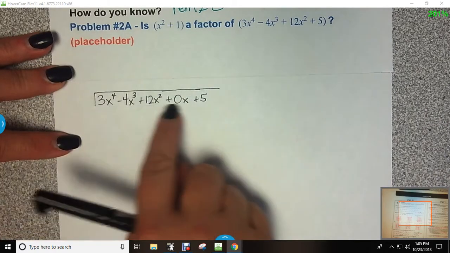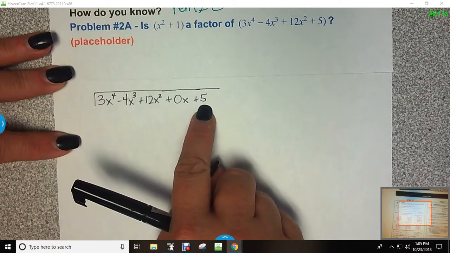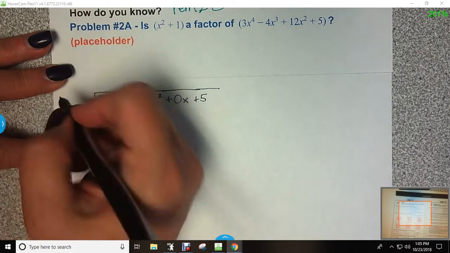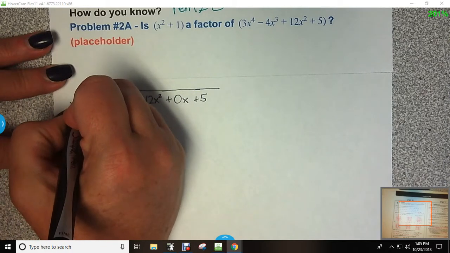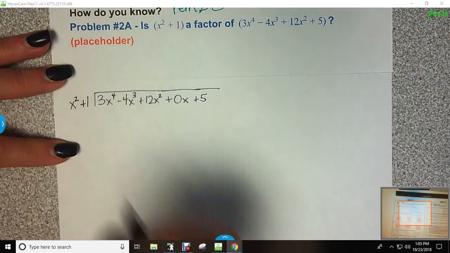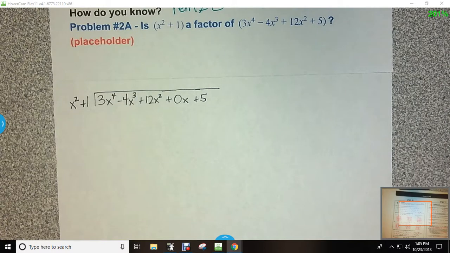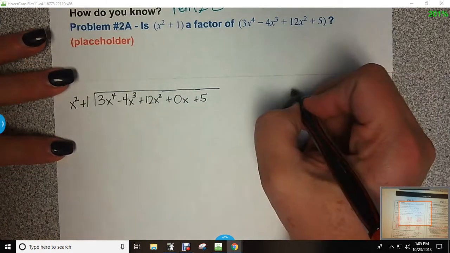I need this to be in standard form, and it has to include every single term. Out in front is an x squared plus 1. I don't need a placeholder out front. I need a placeholder inside the house. So now, my steps don't change.